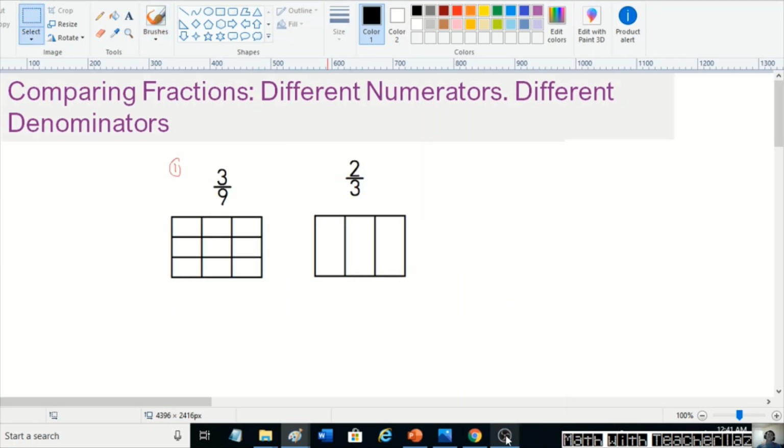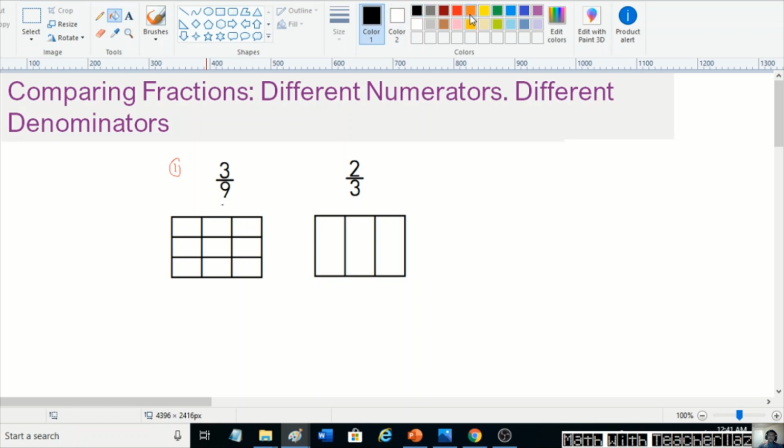In this next exercise, we're going to compare 3/9 to 2/3. As you can see, the denominators are different. A ninth is nine pieces out of the whole, and a third is 3 pieces out of the whole. The ninths are smaller than the thirds, but the numerators are also different. So in the ninths, we selected 3 pieces, so it's 3/9, and on the thirds, we selected 2 pieces, which is 2/3. So let's quickly shade those in.